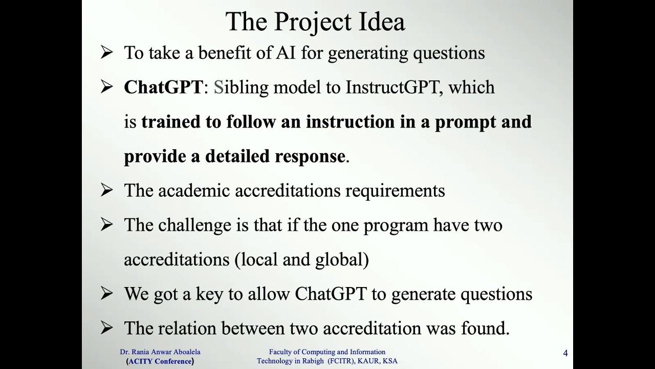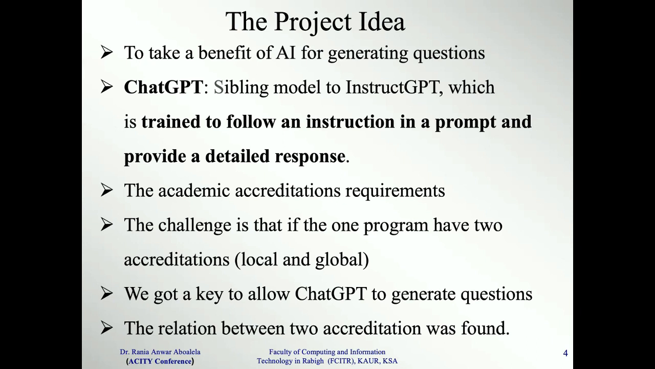And to provide high quality assessment, I have to follow the accreditations requirements.